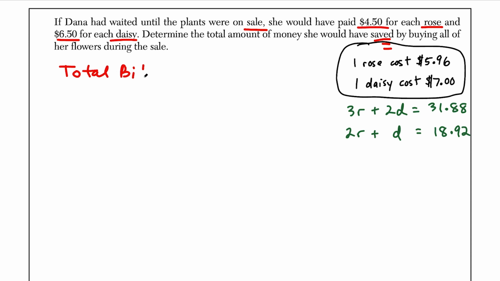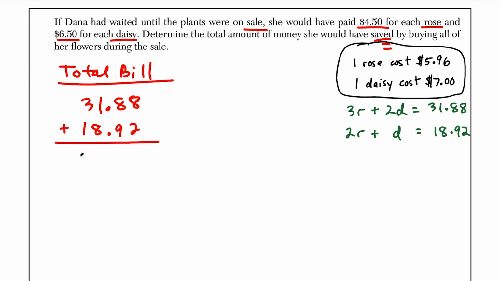And to answer this part here, I'm going to borrow the information that we had in the previous part of this question. So when we wrote our system out, it modeled the 2 trips that Dana took to the store here. So she bought some flowers for $31.88, and then she bought more flowers for $18.92. So if we add these together, this will tell us how much Dana spent in total. So if we add these together, this works out to $50.80. So this tells us that Dana spent $50.80.